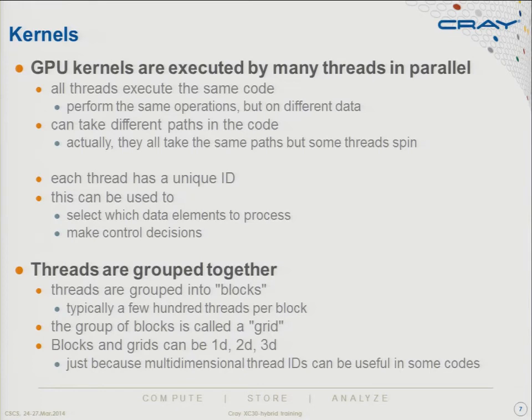Each thread has access to a unique ID, especially if you're writing in CUDA. And this is how you make the decisions about which data element to process.